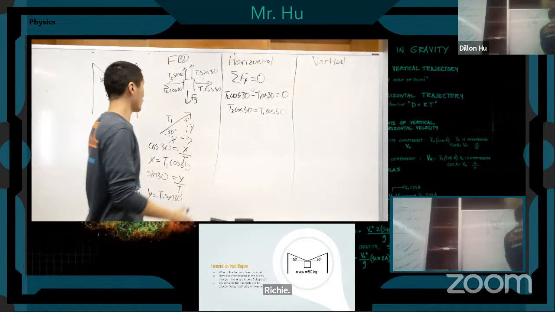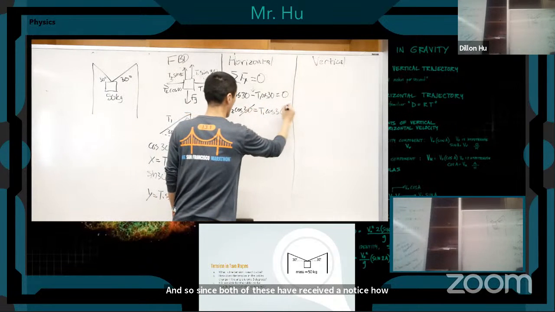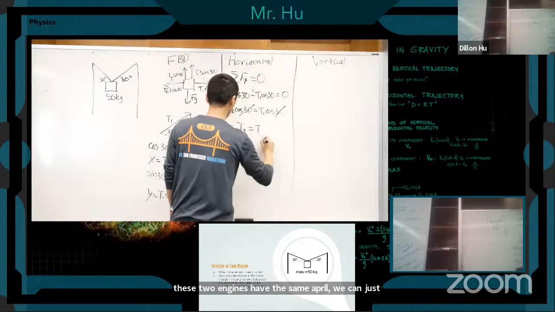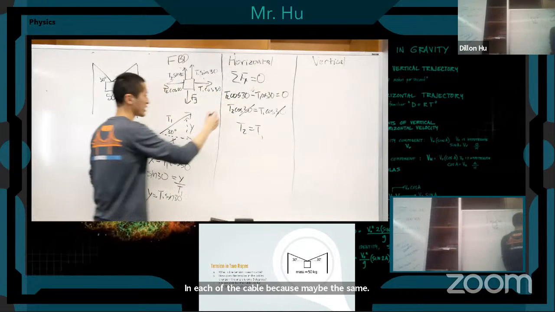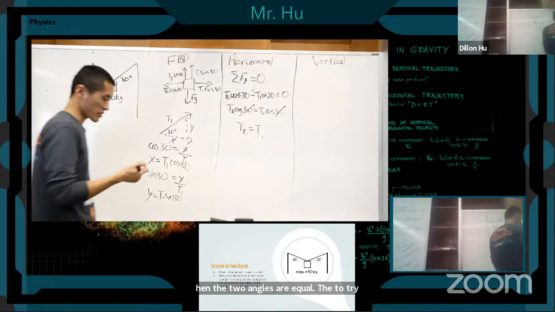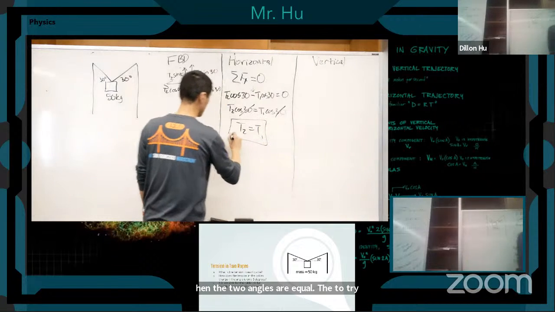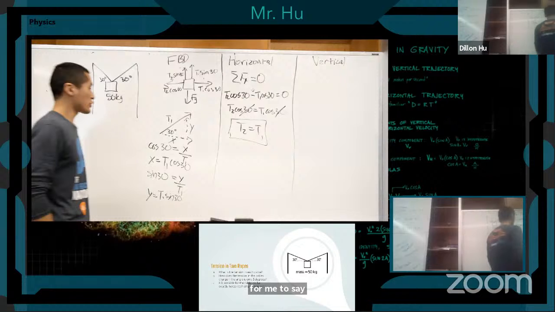Since both of these have the same angle, we can just cancel them out. So this means that the tension in each of the cables is going to be the same. Notice here how we actually derived that when the two angles are equal, the two tensions are going to be the same. Okay, so now if we just find one of the tensions, we can find the other one.